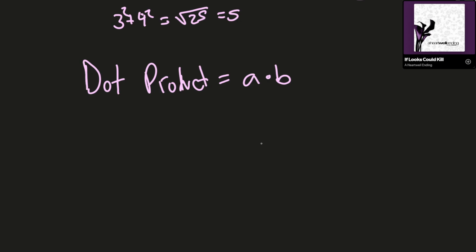Dot products help us find the angle between two vectors.